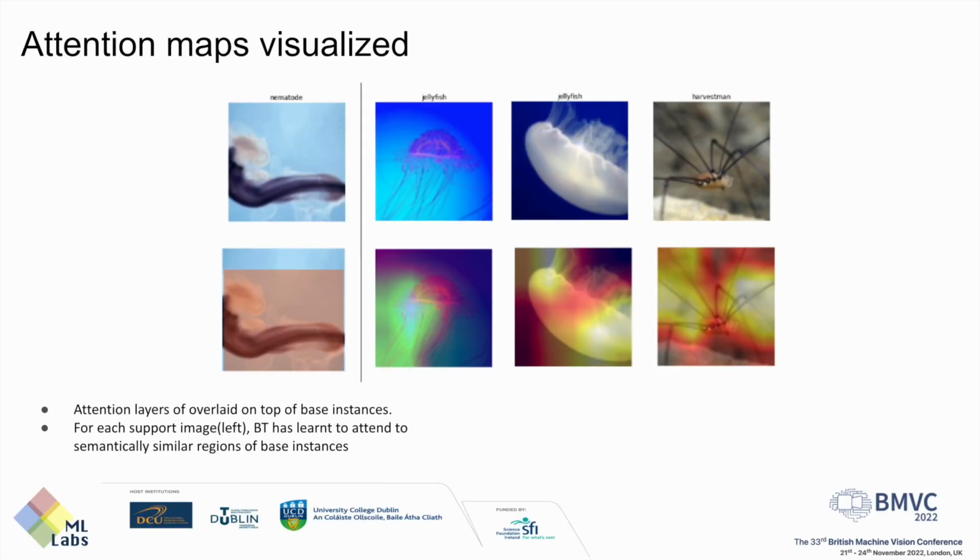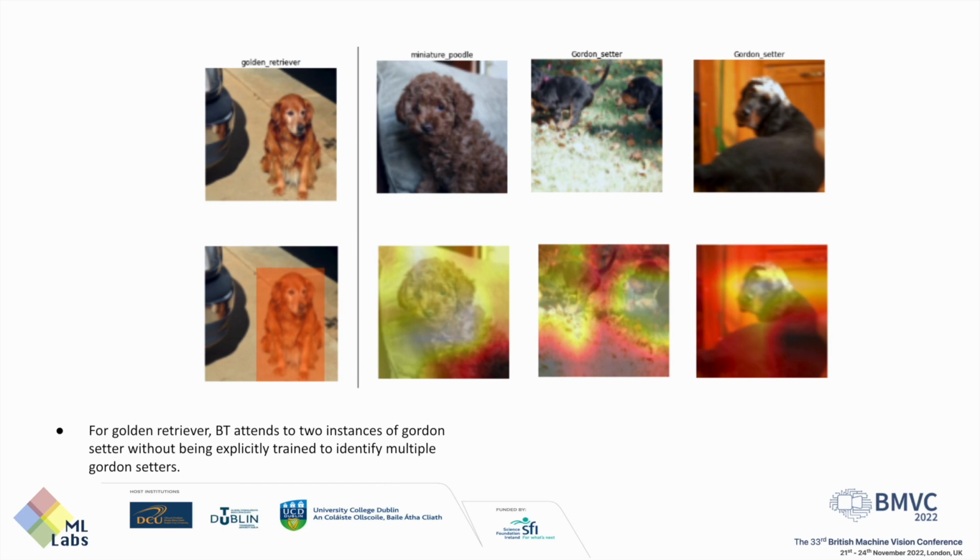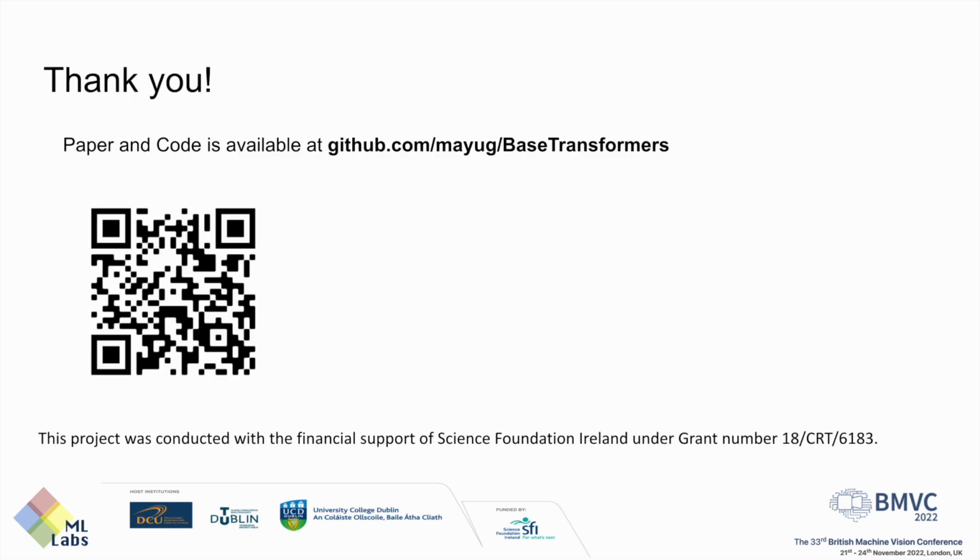Here we visualize the attention maps overlaid on top of base class images. For nematode, the base transformer learns to attend to visually similar regions of jellyfish, like the tentacles of the jellyfish, and the spiders, the legs of the spider. For golden retriever, base transformer attends to two instances of Gordon setter without being explicitly trained to identify multiple Gordon setters.